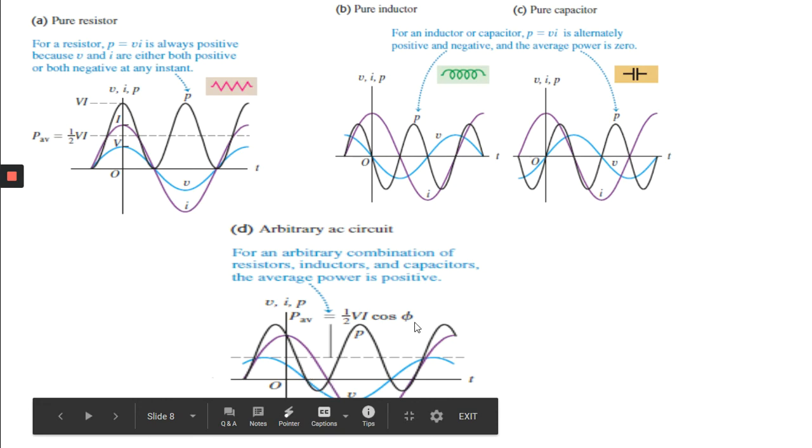But depending upon, of course, the values of V and I and cos phi, the positive value and negative value are not equal. So it has some power factor. It is not necessarily that this value is always more and this is less. It depends upon all these quantities, particularly the phase angle phi. But here if you see, this value is more and this is less, so this is your average power, and the value is half VI cos phi.